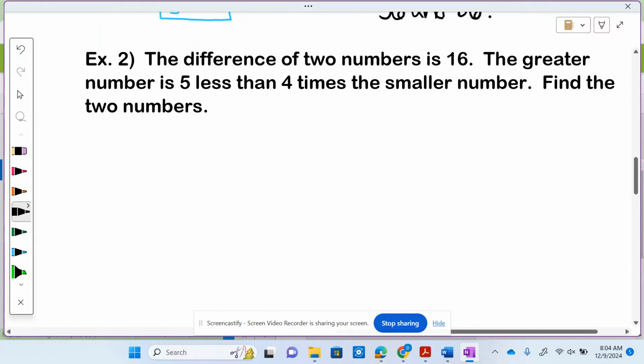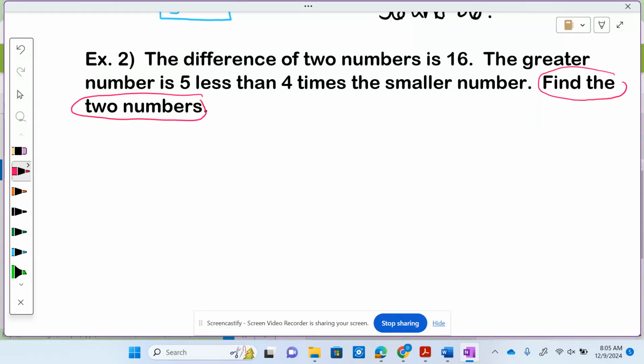The difference of two numbers is 16. The greater number is 5 less than 4 times the smaller number. Find the two numbers. So what are our variables going to be? What are we looking for? What are we trying to find? We're trying to find two numbers, right? What do we know about the two numbers? One of them is greater, and the other one is smaller.